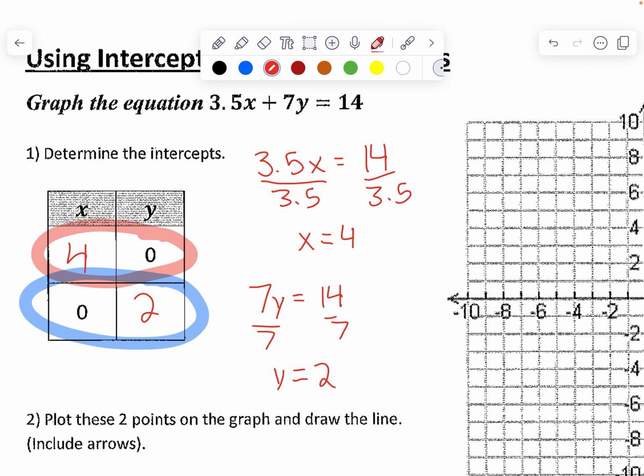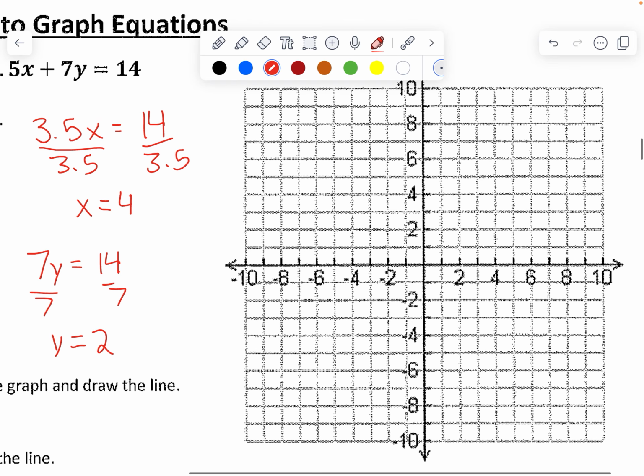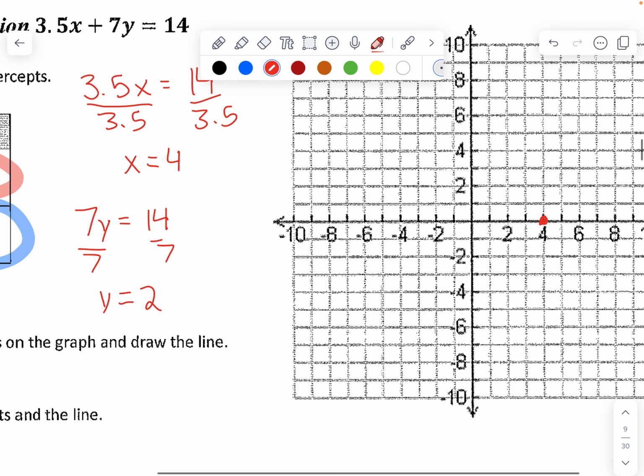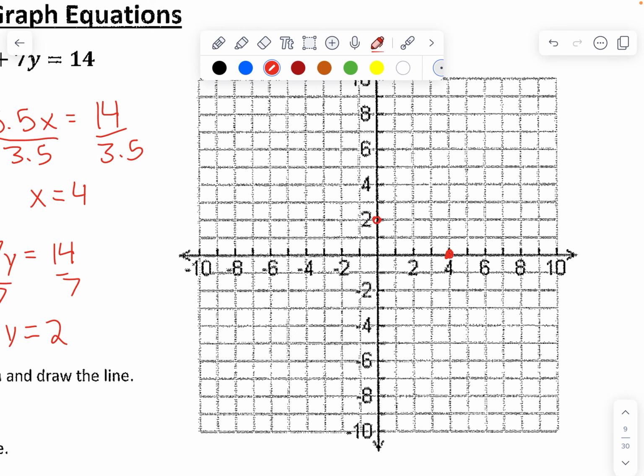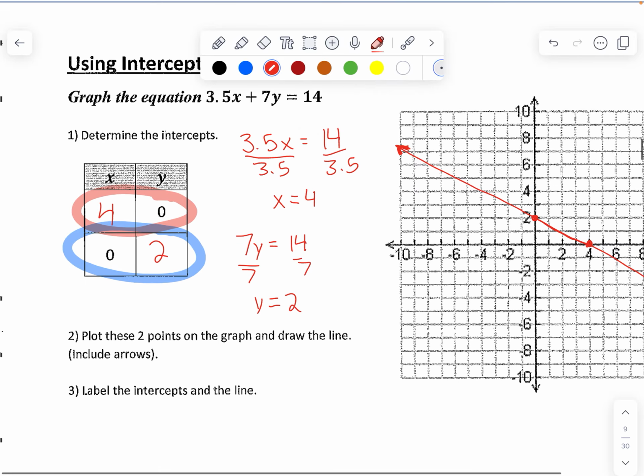So we had, like we said, 4, 0. So write 4, then plot the point. And 0, 2. So we would go up 2 and plot the point. Make sure that you do connect it, extending all the way through the graph, and putting arrows on both sides to represent that the line is stretching on forever. And this is how you graph using the intercepts.